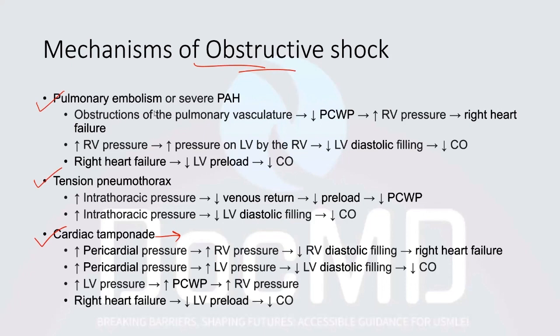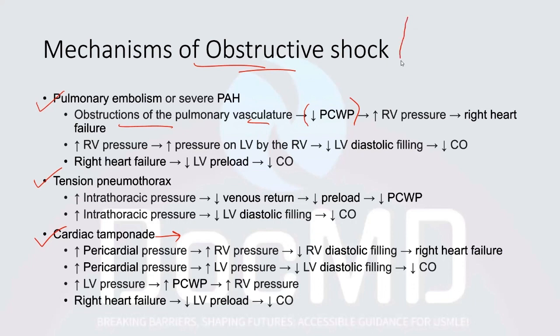Okay, so pulmonary embolism. Because there's obviously obstruction in the pulmonary vasculature, the pulmonary embolism obstruction leads to a fall in the wedge pressure. Okay, let me explain this.